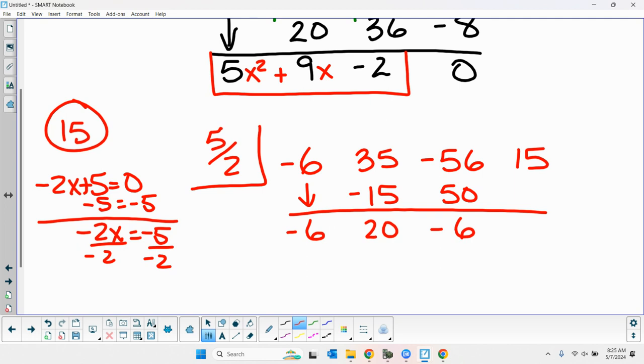We got it again, right? We already did this problem. What's negative 15? We get 0. So are we going to say yes or no about this being a factor? Yes. We're going to say yes, because the remainder was 0. And you can do that in your calculator, 5/2 times negative 6.